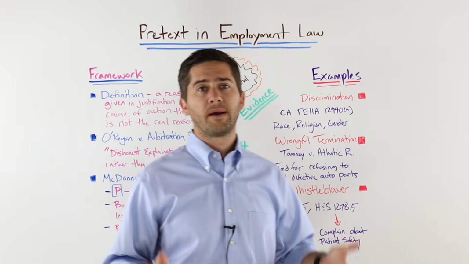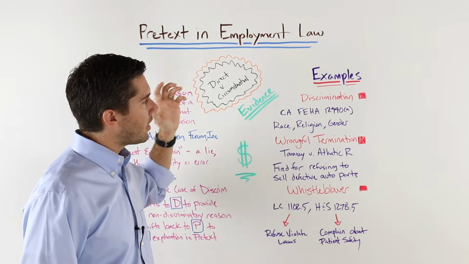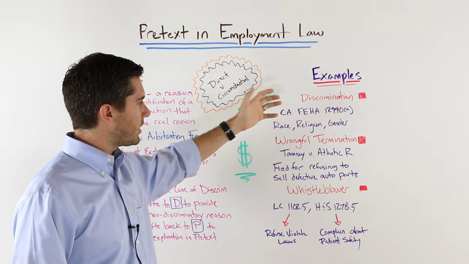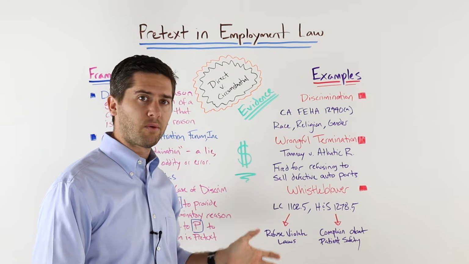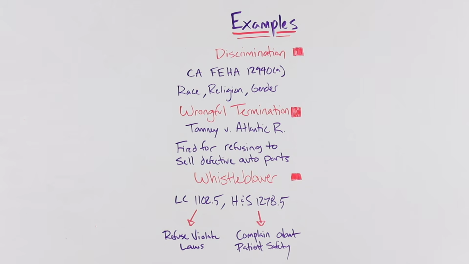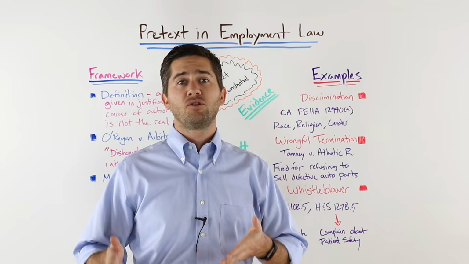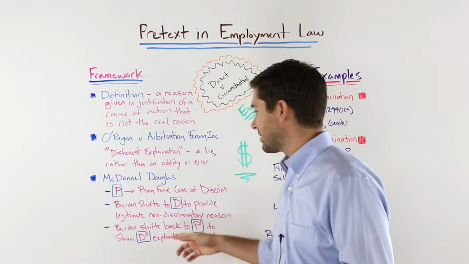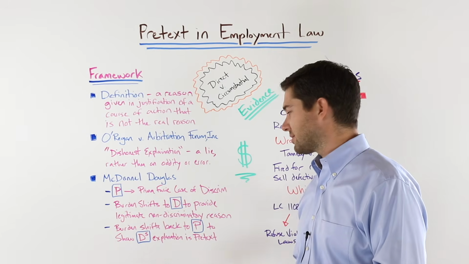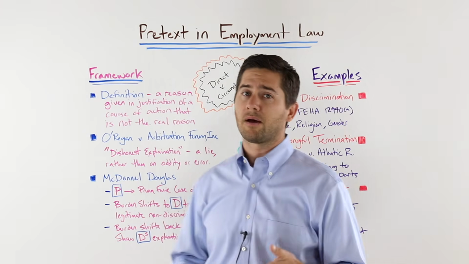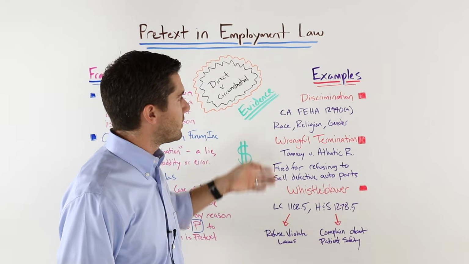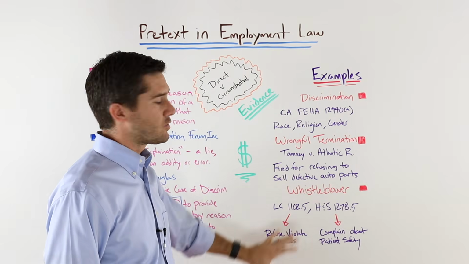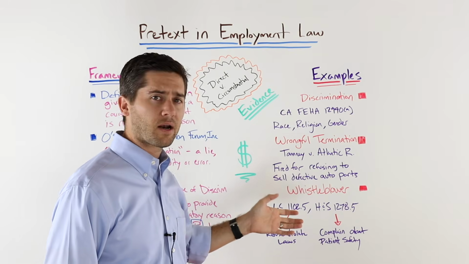Let's look at some core examples. In employment law, we're almost always dealing with a discrimination, wrongful termination, or whistleblower case. It's the bulk of what we do. And in these cases, generally, the common theme is that somebody was fired. And generally, the employer offers a legitimate, non-discriminatory reason for that termination. So it becomes the employee's job and the employment lawyer's job to show that the real reason for the termination is one of these protected activities. So let's look at them real quick.